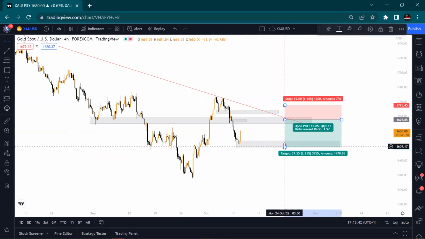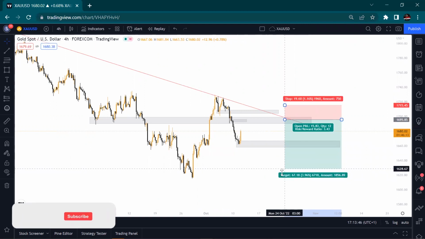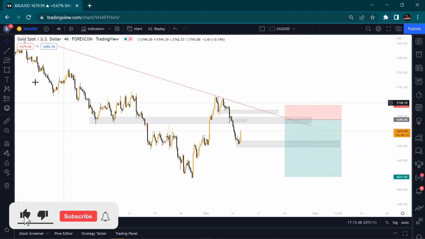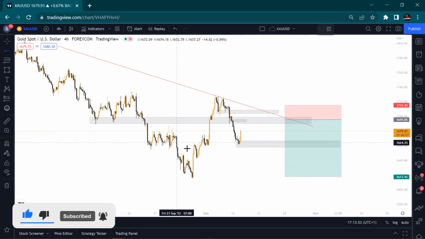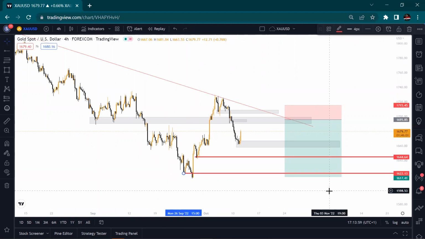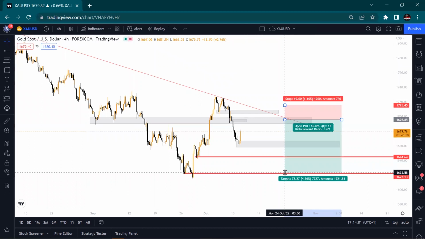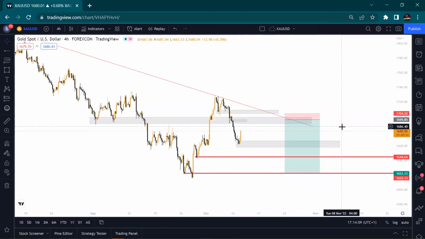My first TP will be at this level, second TP would be this level, all at levels. Let me show you the levels there. So let's mark out the levels. This is a level here, and this is a level. I would prefer this one instead. So this is my overall TP, and my stop loss would be a little bit above this box here. So this should be a good 1:8 risk to reward trade.